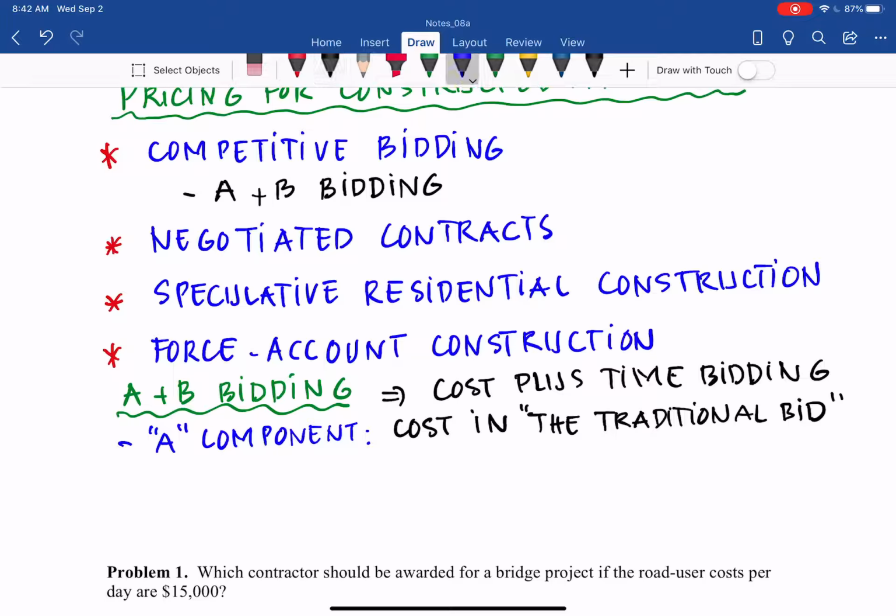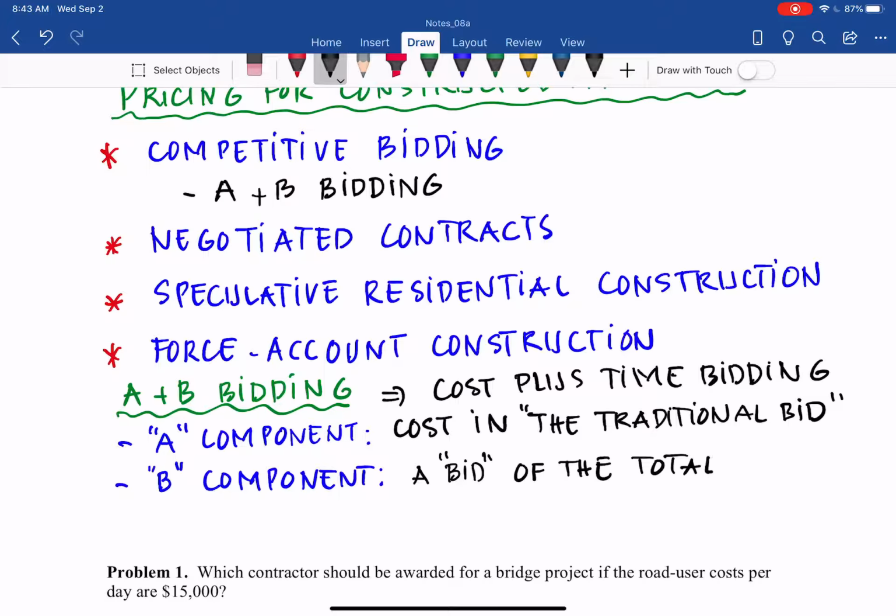And then the second component, we need to elaborate a little more, that is the B component. So for the B component, basically it is the total number of calendar days.